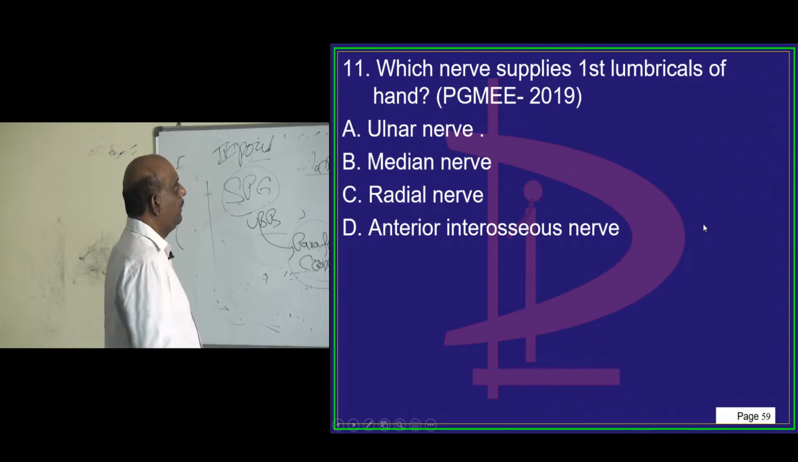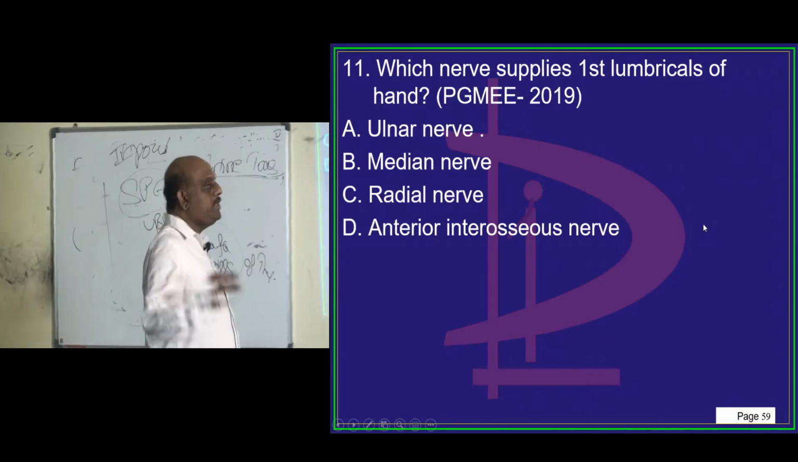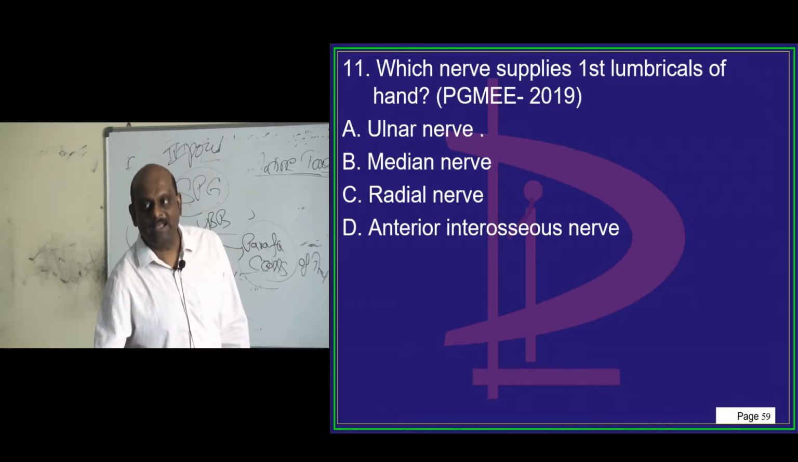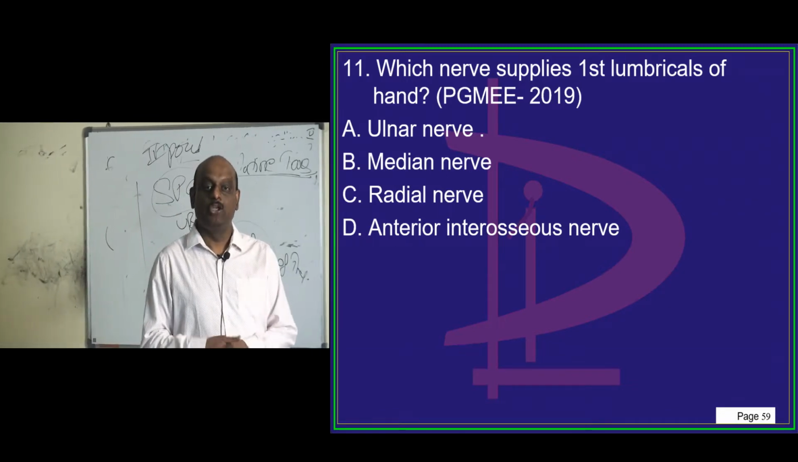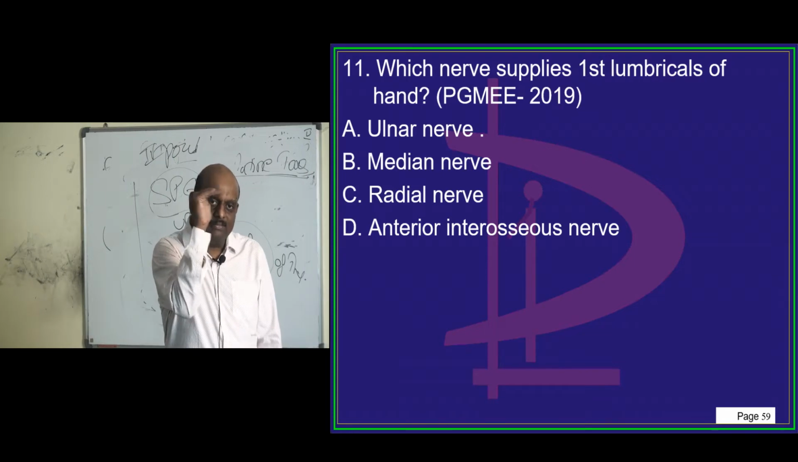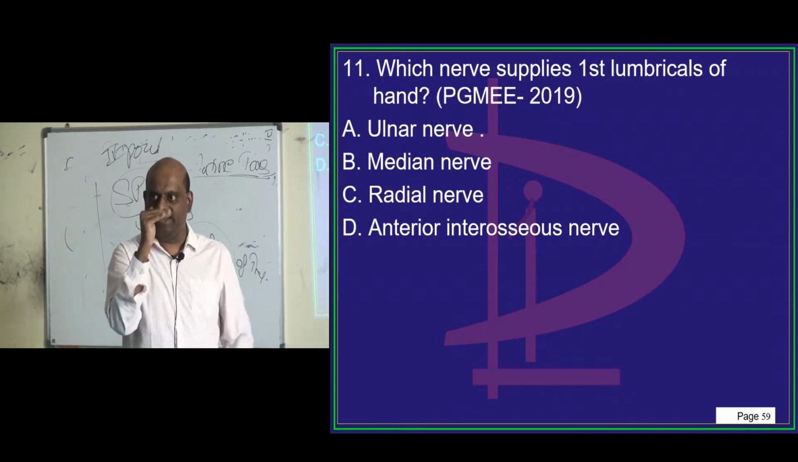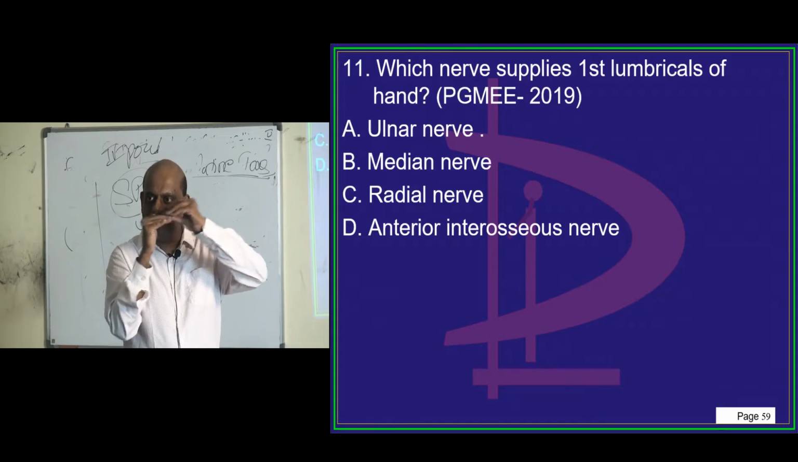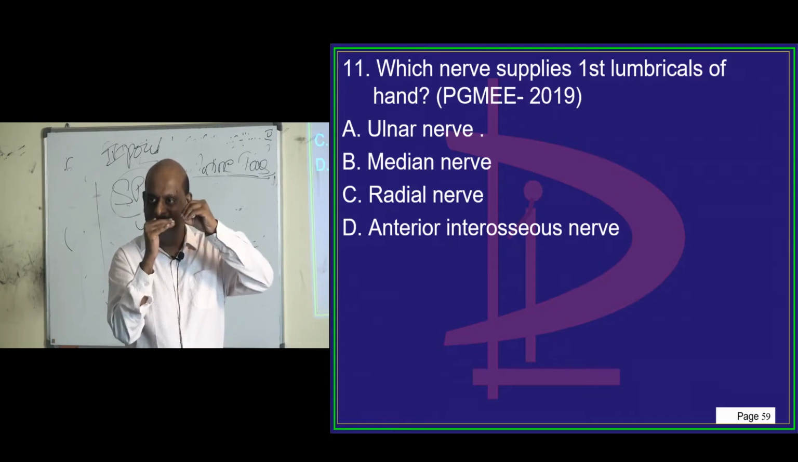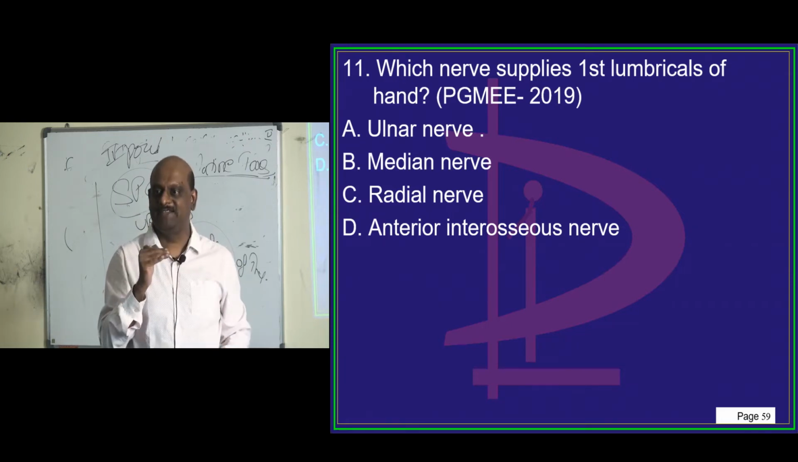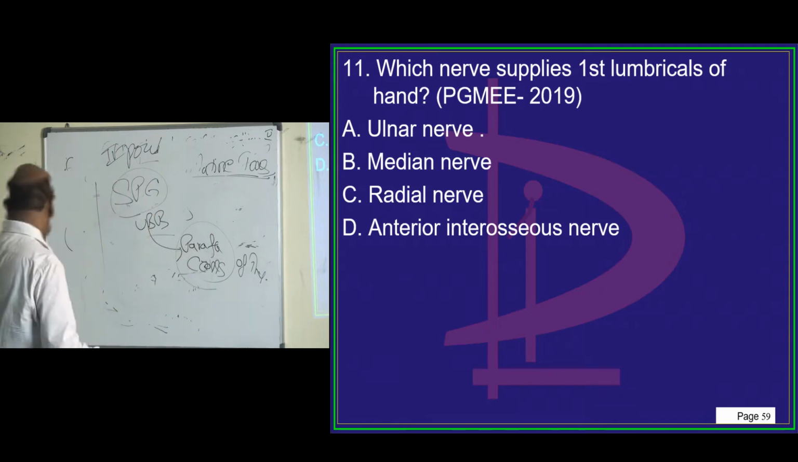Okay, now which nerve supplies the first lumbricals? What is the work of lumbricals? You hold the hand like a serpent. What are you doing in this? Interphalangeal joint is extended. Metacarpophalangeal joint is flexed.